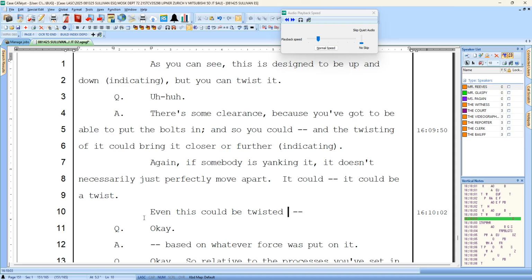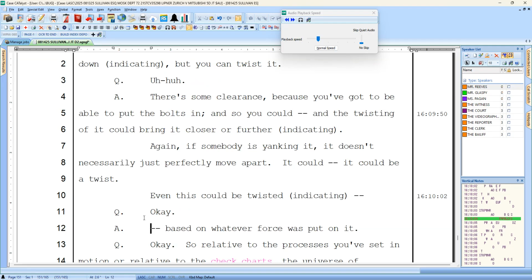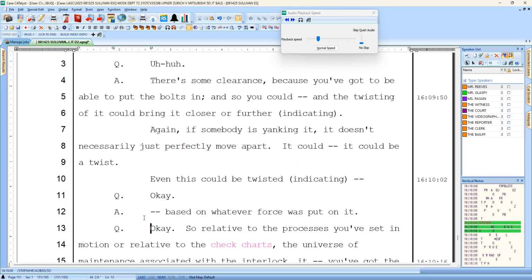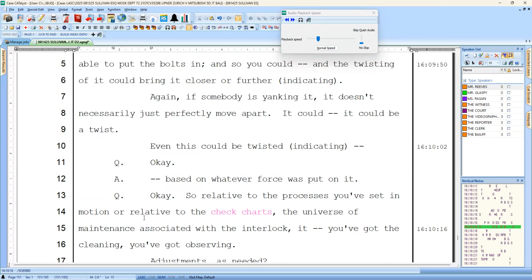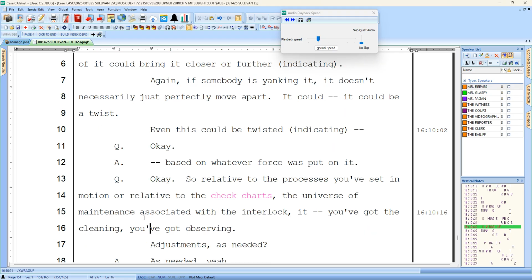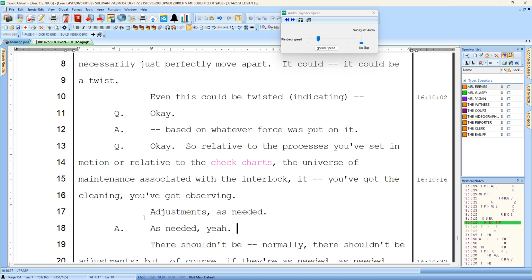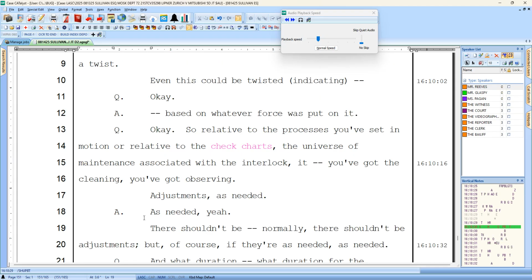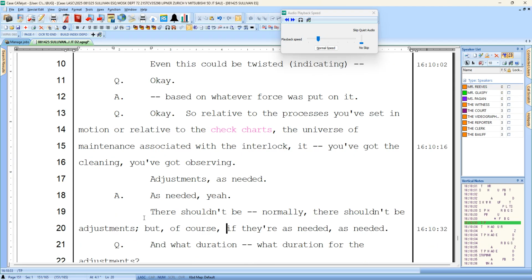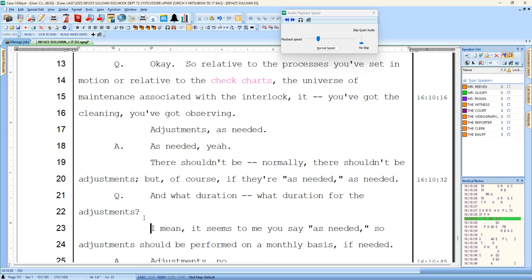So relative to the processes you've set in motion, relative to the check charts, the universe of maintenance associated with the interlock. You got the cleaning, you got observing, adjustments as needed. As needed. Yeah, there shouldn't be adjustments. But of course, as needed is as needed. And what duration for the adjustments? I mean, it seems to me, as you say, as needed, so adjustments should be performed on a monthly basis, if needed. Adjustments, no.